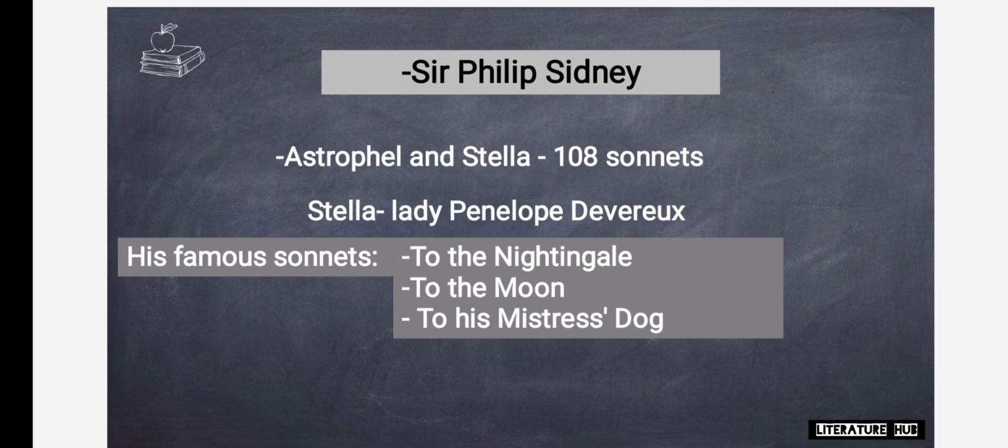Sir Philip Sidney is another important Elizabethan sonneteer. With the publication of Astrophel and Stella, the era of the Elizabethan sonnet begins in real terms. In this sonnet sequence, the Lady Stella refers to Lady Penelope Devereux, whom the poet wanted to marry, but she married another rich man. This sonnet sequence contains 108 sonnets. In all of these sonnets are the tender voices of a lovelorn heart. Other famous sonnets of Sidney are To the Nightingale, To the Moon, and To His Mistress' Dog.